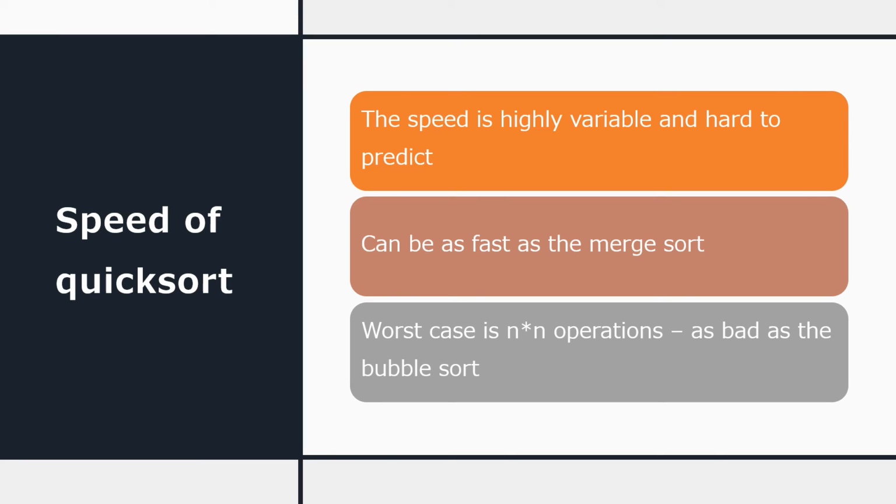The speed is highly variable because of this random element. It's usually pretty fast. It can be as fast as the merge sort in many cases, but in its worst case, it can take n times n operations. That's as slow as the bubble sort. That might be quite rare, but it can be a slow sort if you're not lucky with your values.